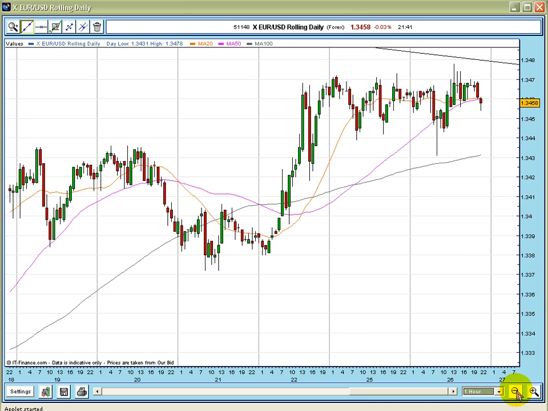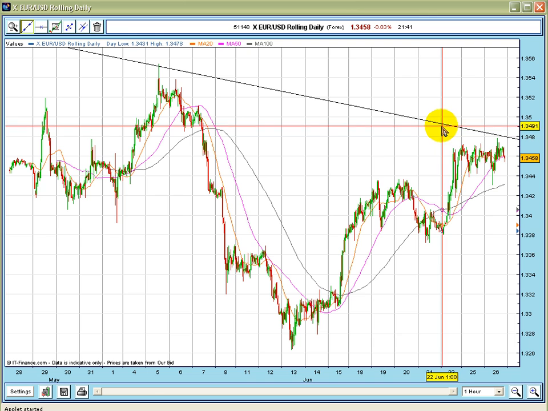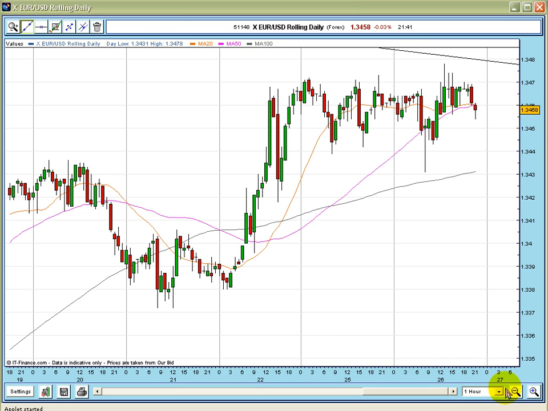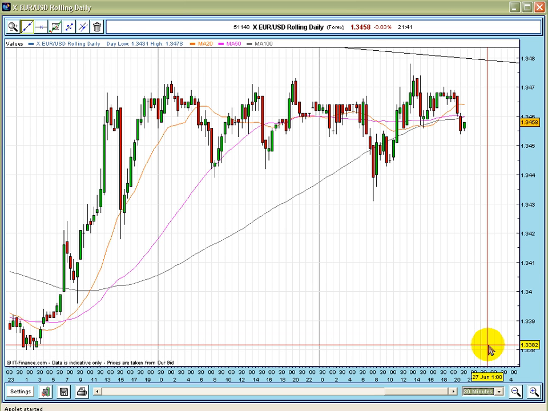You can see price is consolidating just below that line I drew, but still no direct indication or no trading setup or pattern indicating that the market might turn down. So let's just move from there down to the 30-minute time frame.